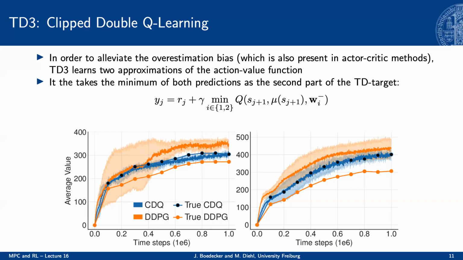Okay, the same you can see here, right? The smooth orange curve is much higher than the true one, which is this dotted line here. And for the clipped double Q objective, they match very well. So this is actually following the real values much better.